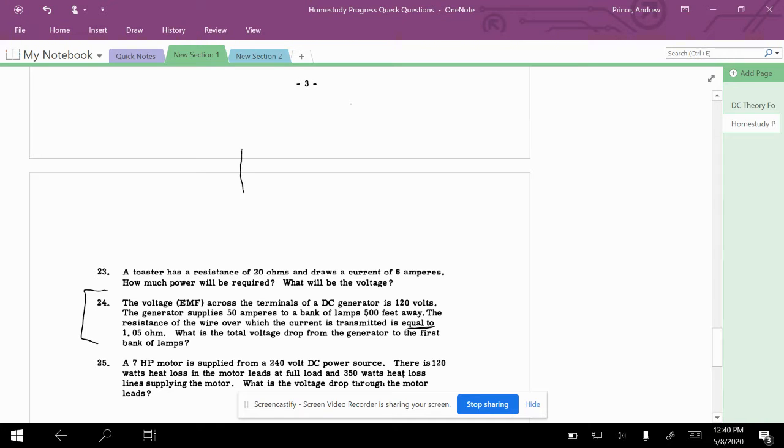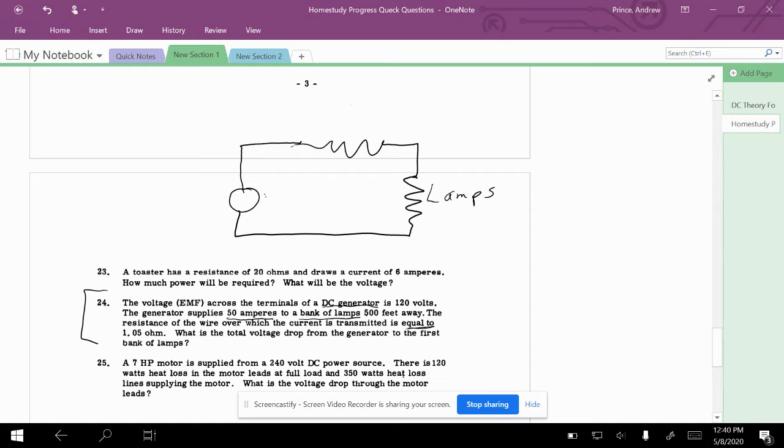So we've got a power source, a DC generator. We've got an amount of current that we're putting out. We have a bank of lamps, and a resistor, and we have a resistance for the wire. So let's say these are the lamps. Your DC generator's over here putting out 120 volts.